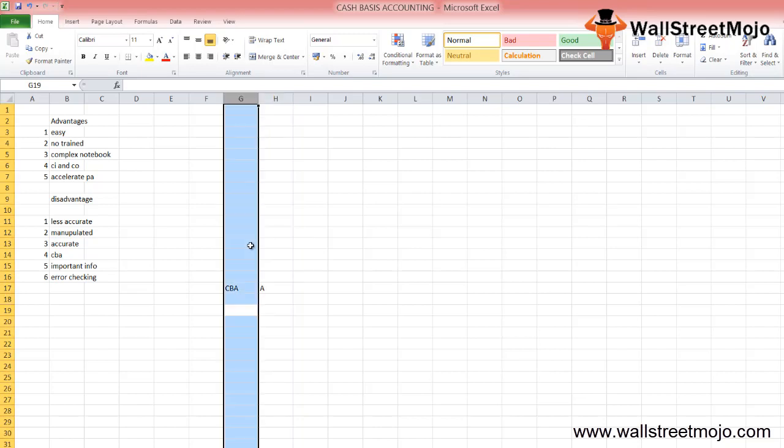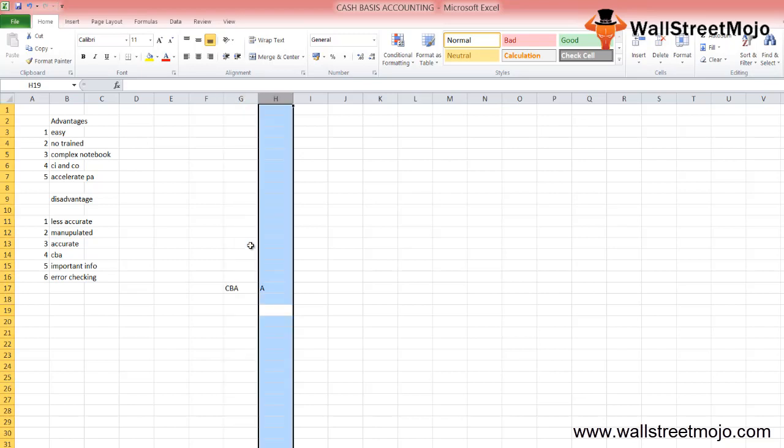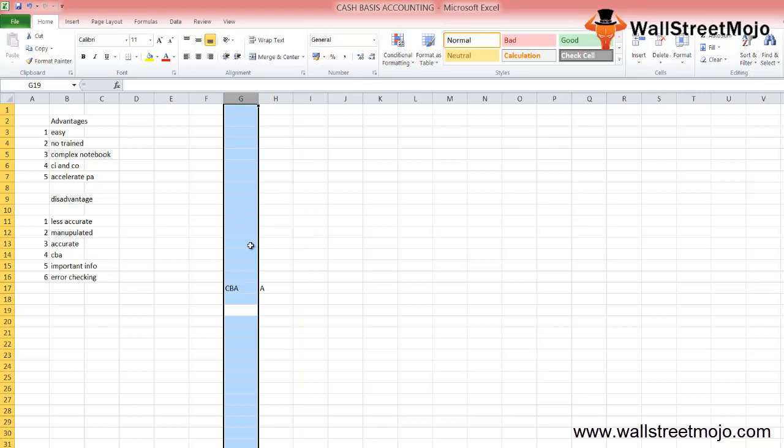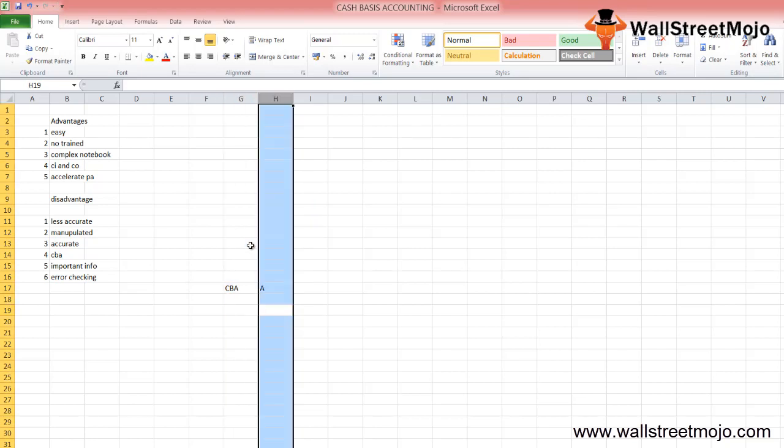Cash basis gives a clear picture of the amount of cash in hand and in the bank account. Accrual gives a clear picture of the true financial position of the business. Over here, it does not reflect any money that is owed to you or money you owe to others. But over here, you record money owed to you and money you owe to others.